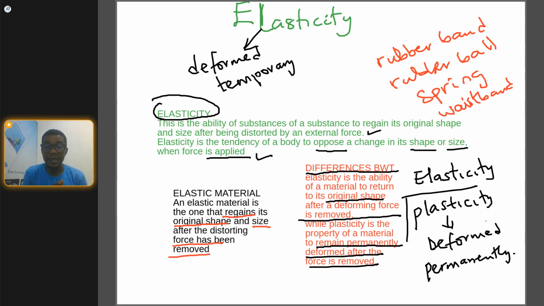Elastic has dash type of deformation: A, temporal; B, permanent; C, neutral; D, none of the above. What should be your answer? Your answer should be temporal, because it's going to regain back its position, so it's temporal. But a plastic is permanent. It can never go back to its original shape or size.